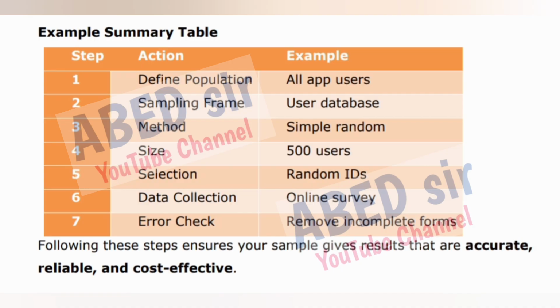Example summary table. Step, action, example. 1. Define population: all app users. 2. Sampling frame: user database. 3. Method: simple random. 4. Size: 500 users. 5. Selection: random IDs. 6. Data collection: online survey. 7. Error check: remove incomplete forms. Following these steps ensures your sample gives results that are accurate, reliable, and cost-effective.